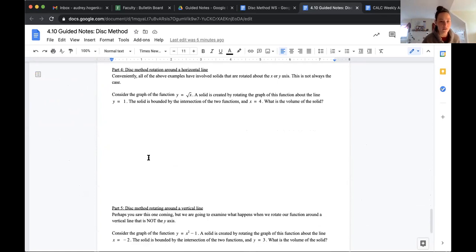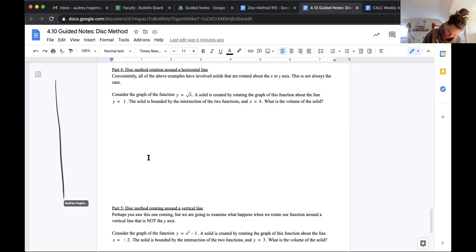So conveniently, all of the above examples have involved solids that are rotated around the x or y axis. This is not always the case. Consider the graph of the function y equals the square root of x. A solid is created by rotating the graph of this function around the line y equals 1. The solid is bounded by the intersection of the two functions and x equals 4. What is the volume of the solid?